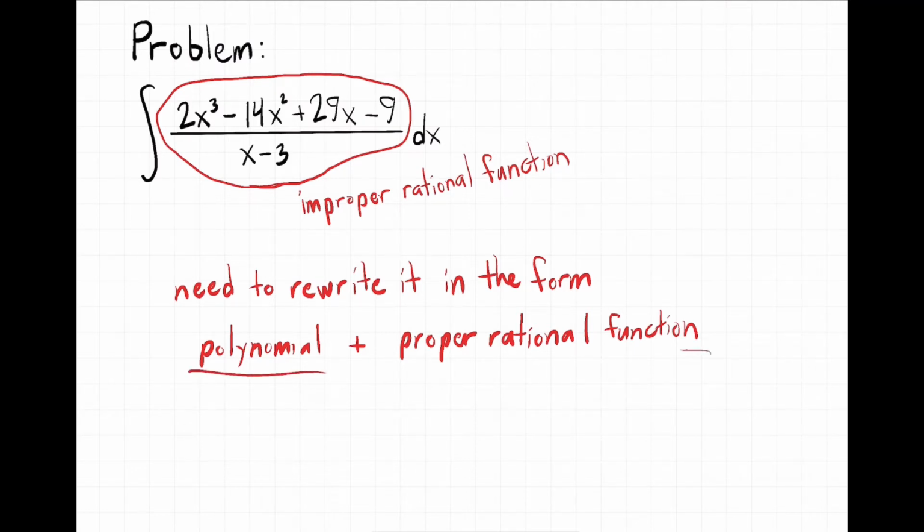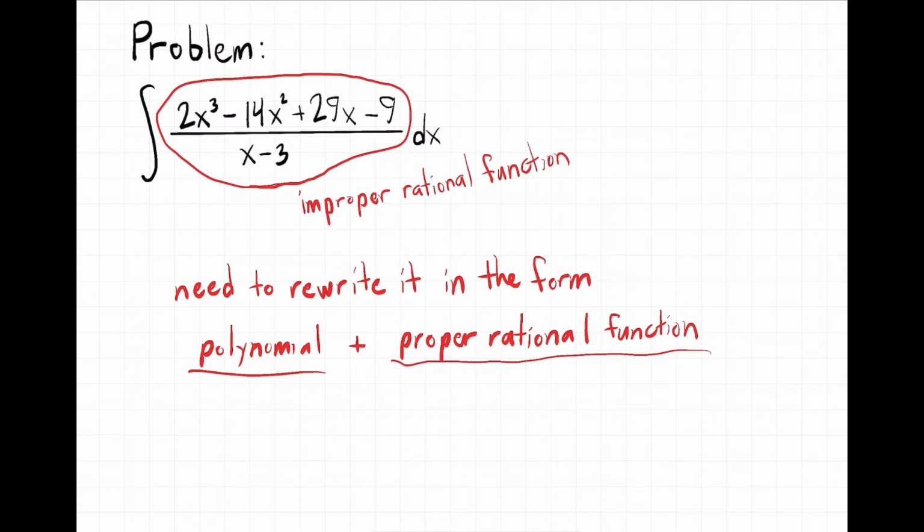Proper rational functions, we don't know how to integrate every single one of them yet, but we do know how to integrate quite a list of them, the list that we looked at in the last video. So hopefully, if we can break this down, we'll end up with a sum where both terms of the sum are things we know how to integrate. But how should we go about doing this? The way that we're going to do this is to use long division.